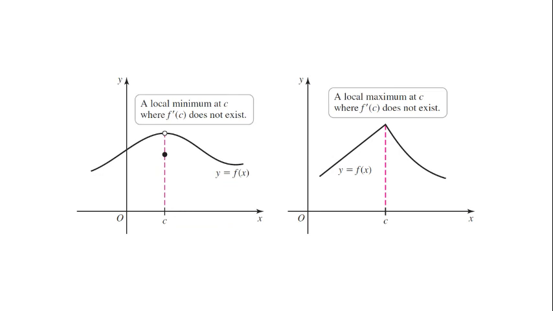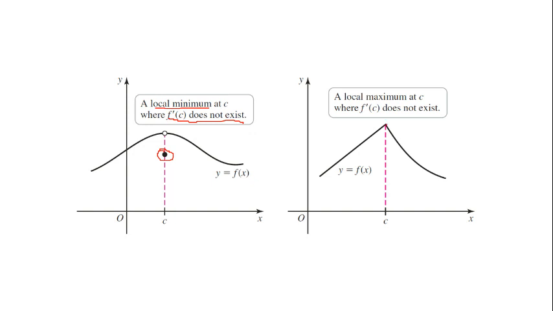So this first one over here, this is technically a local minimum. This is an example of a local minimum where the first derivative does not exist because it's got a point of discontinuity. And if you remember from early chapter 3, if a function is not continuous, it's automatically not differentiable. So the derivative does not exist and it technically has a local minimum.